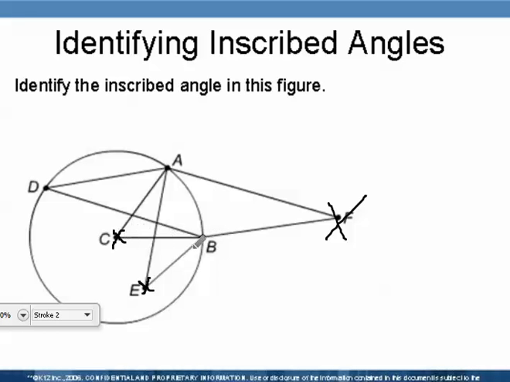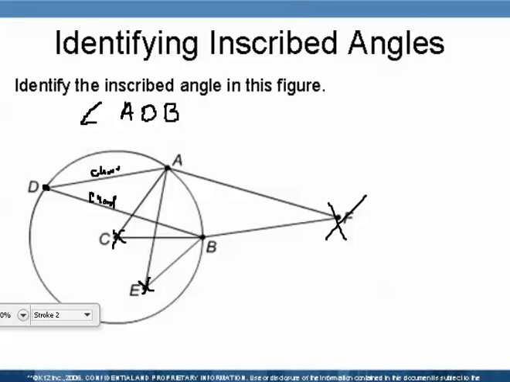From B to C is not a chord. B to D is a chord, but that means B isn't the vertex. That makes D the vertex. So my inscribed angle in this situation would be A, D, B. How'd I get that? D had to be the vertex of my angle, because I've got two chords, AD, there's a chord there, and DB, there's a chord there. Those chords going across intersected at point D, that became my inscribed angle.